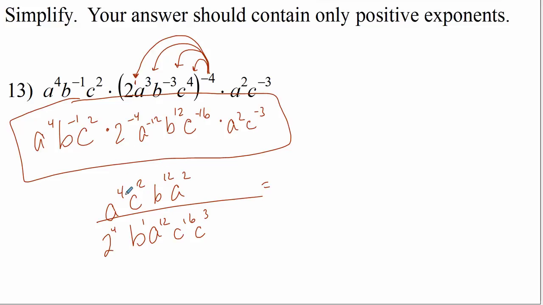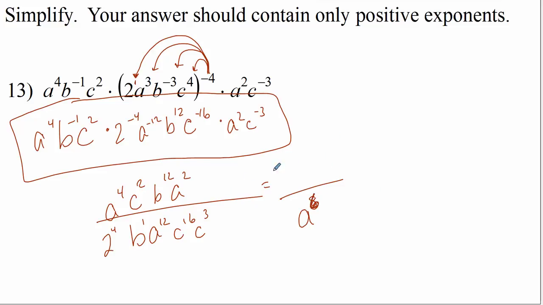Or you can subtract, right? So a's are 4 minus 12 is negative 8. So that means I have 8 more left on the bottom. Think about where you have more a's at. You have more a's on the bottom. Therefore, you have to leave them. But then I have a 2 here, right? So this doesn't actually make it an 8. It actually is going to make it a 6. Okay?